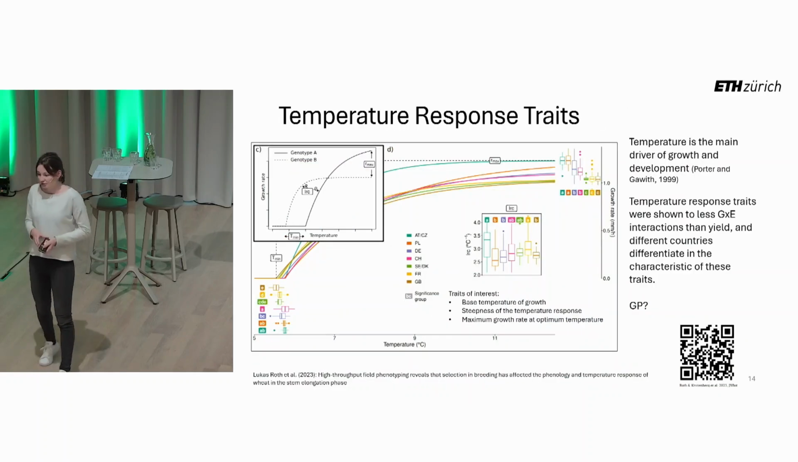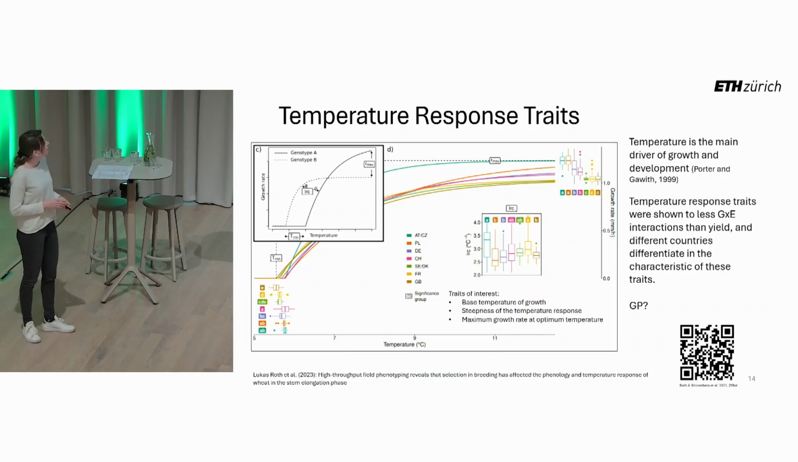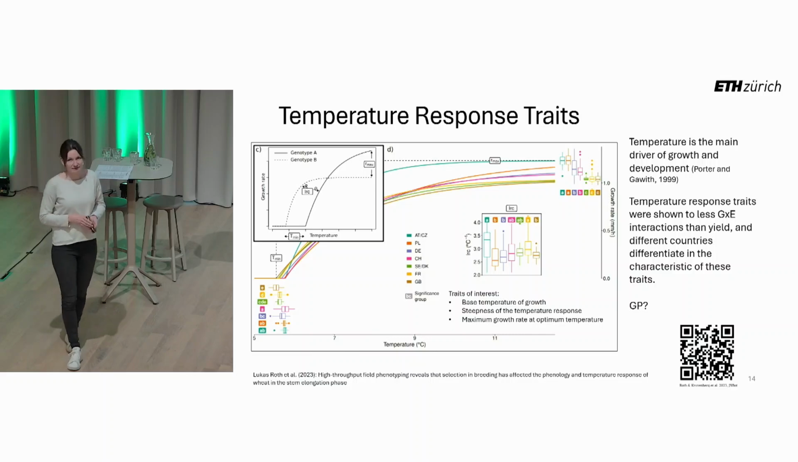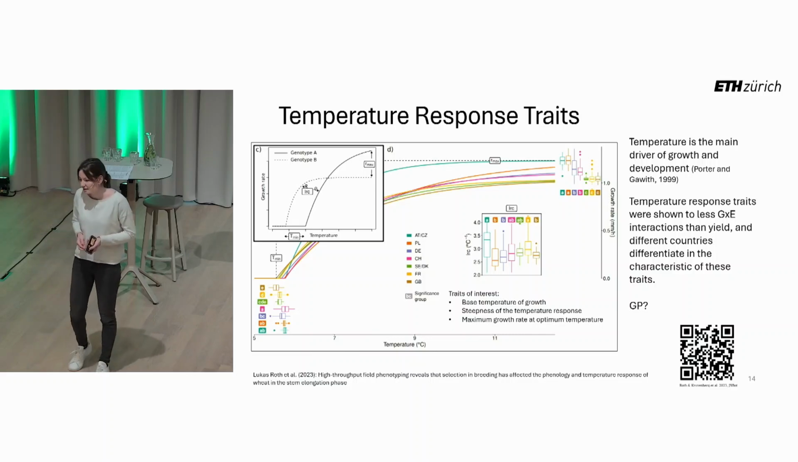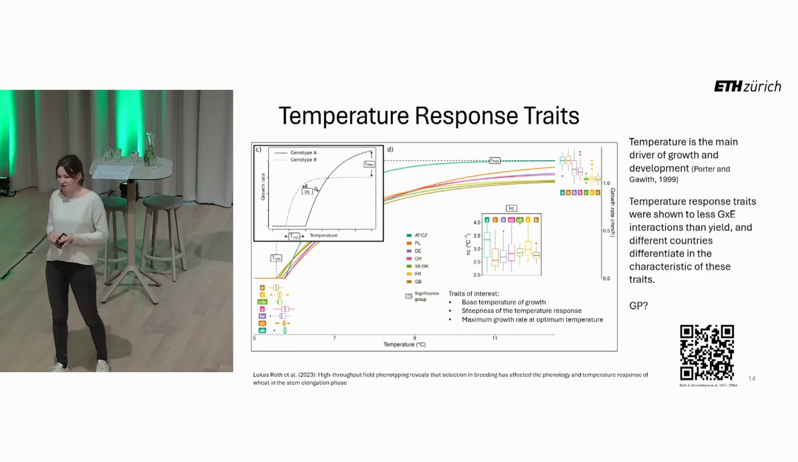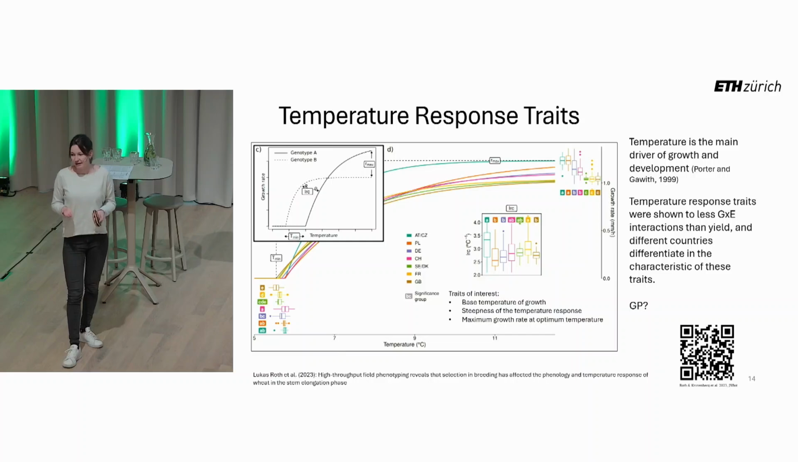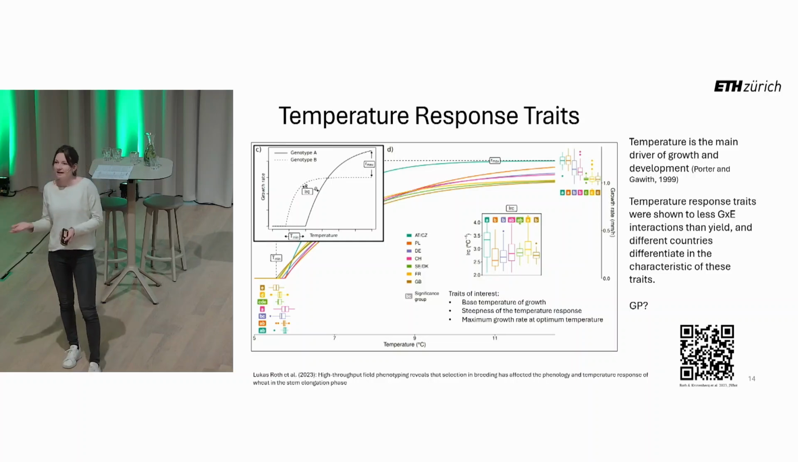And in this publication from Lukas Roth about the temperature response traits, you can see that they were shown to have less G-by-E interactions than yield. They actually had an effect on yield. And the interesting thing is that if you look at different countries in Europe, you can see that these countries differentiate in the characteristics of these traits. So based on its findings, we had the question if heritability of these 6 traits, which I just mentioned, is high enough to perform a genomic prediction.